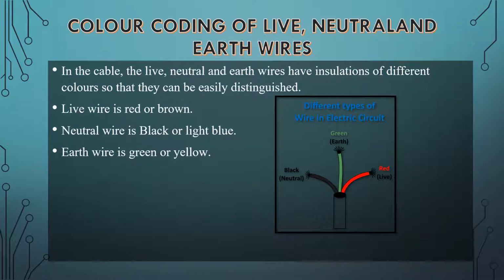In the cable, the live, neutral and earth wires have different insulations so that they can be easily distinguished. Live wire is red or brown in color. It is used to carry current from the source to the appliance. Neutral wire is black or light blue in color and it is used to provide the return path from the appliance to the source. And finally, earth wire is green or yellow in color and it provides the connection to earth.